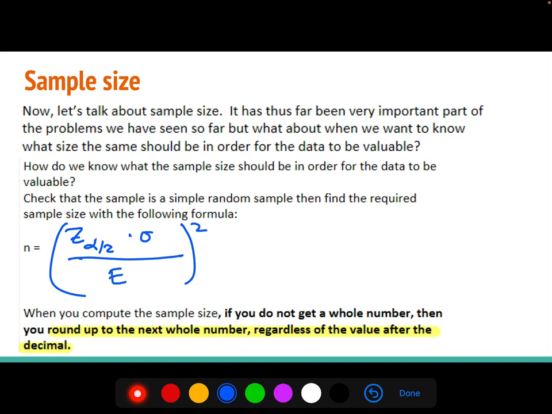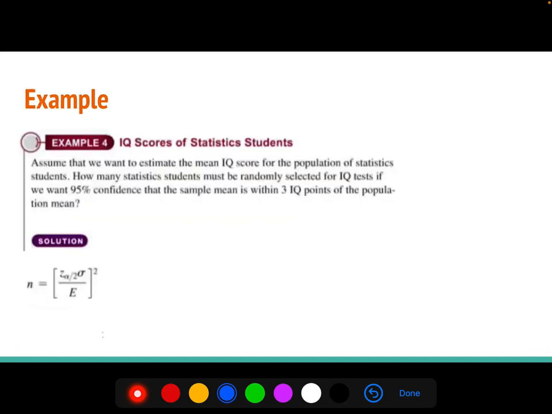So when we compute this, you obviously need a whole number that we have to round up to, because you can't have part of a person. Okay, assume we want to estimate the mean IQ for the population of stat students. How many stat students must be randomly selected for an IQ test if we want a 95% confidence interval that the sample mean is within 3 points of the population mean? There's our formula down there already typed. So Z alpha over 2, remember 95% corresponds to a Z alpha over 2 of 1.96.